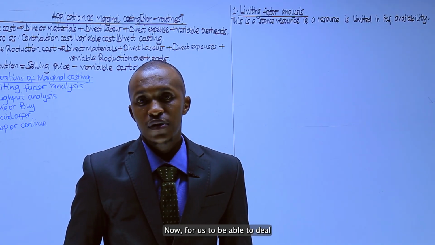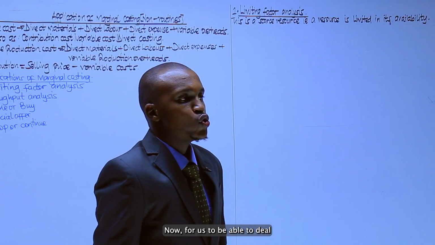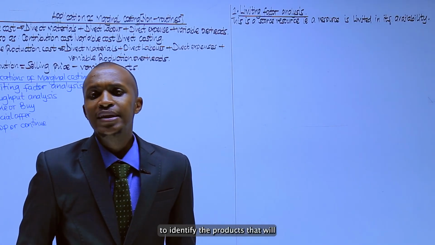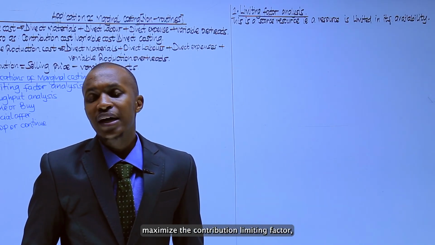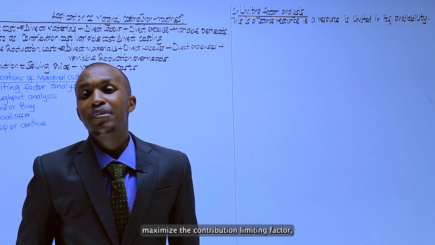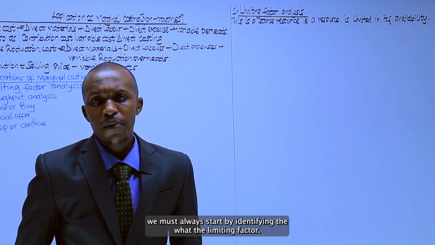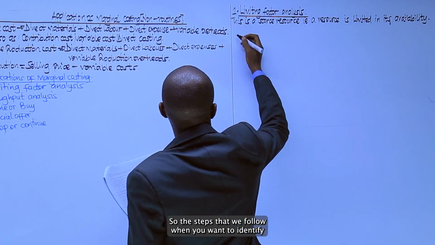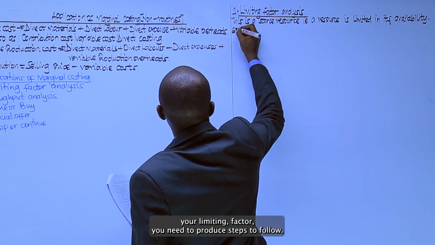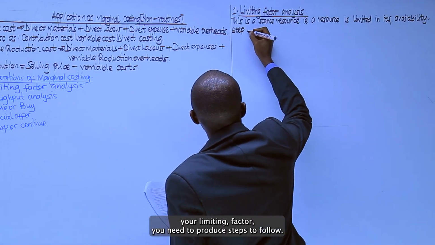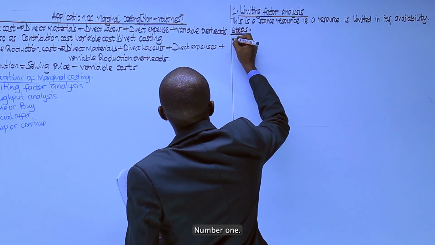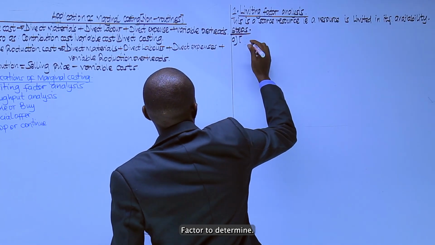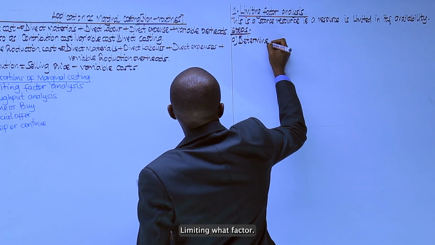Such that these products that you're going to produce are the ones that are going to generate the maximum contribution. Now, for us to be able to deal with a question on limiting factor, or to identify the product that will maximize the contribution per limiting factor, we must always start by identifying the limiting factor. So the steps to follow: Number 1, start by identifying your limiting factor.